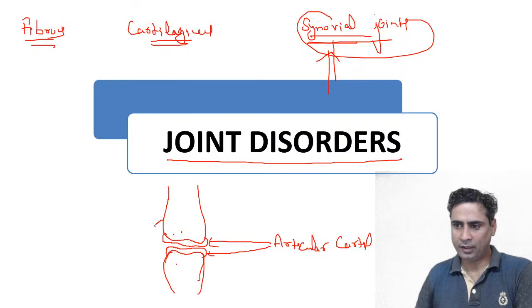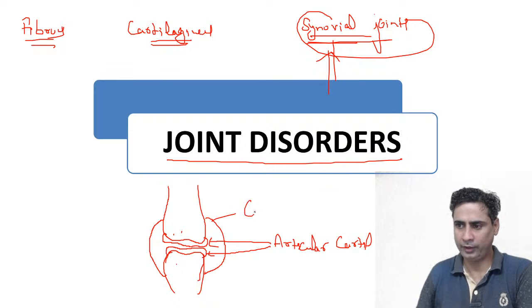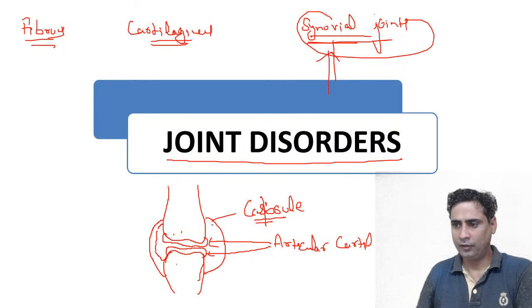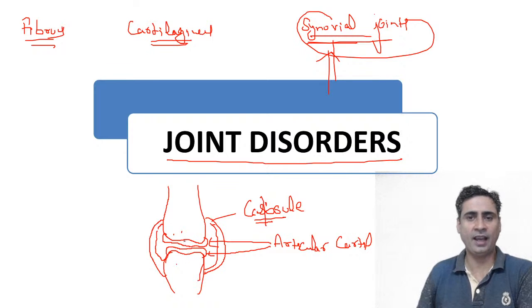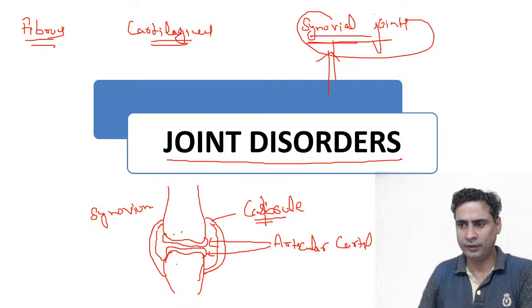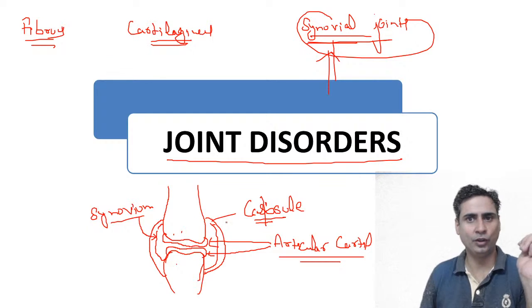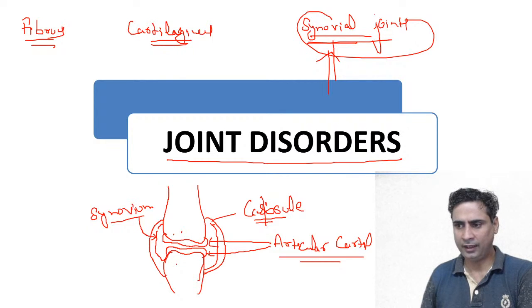Now the outer fibrous protective covering is fibrous capsule. So this is capsule of the joint. And inside the capsule there will be a lining known as synovial lining, which will be lining the joint everywhere except over articular cartilage. So this is synovium or synovial membrane. So these are the important parts which you should remember: articular cartilage, which is a hyaline cartilage, synovial membrane and capsule of the joint.